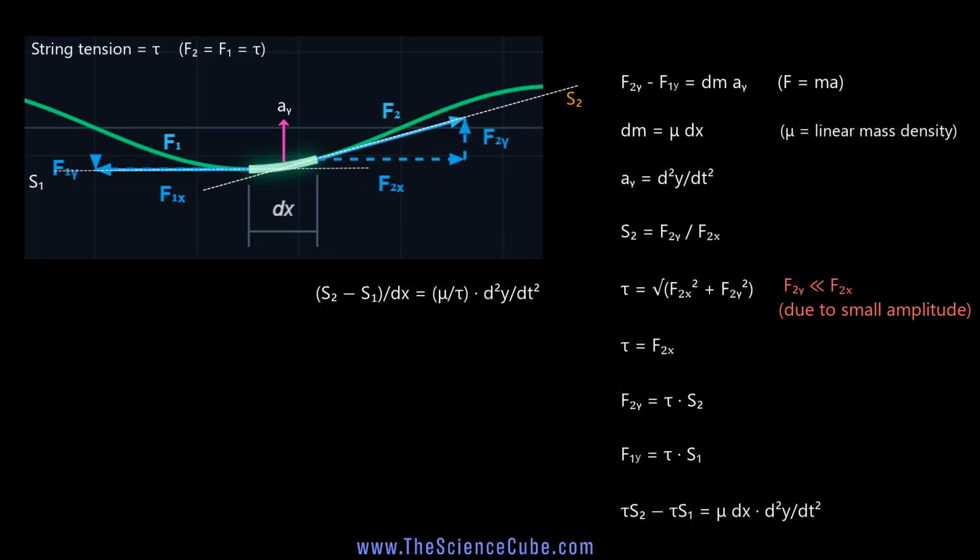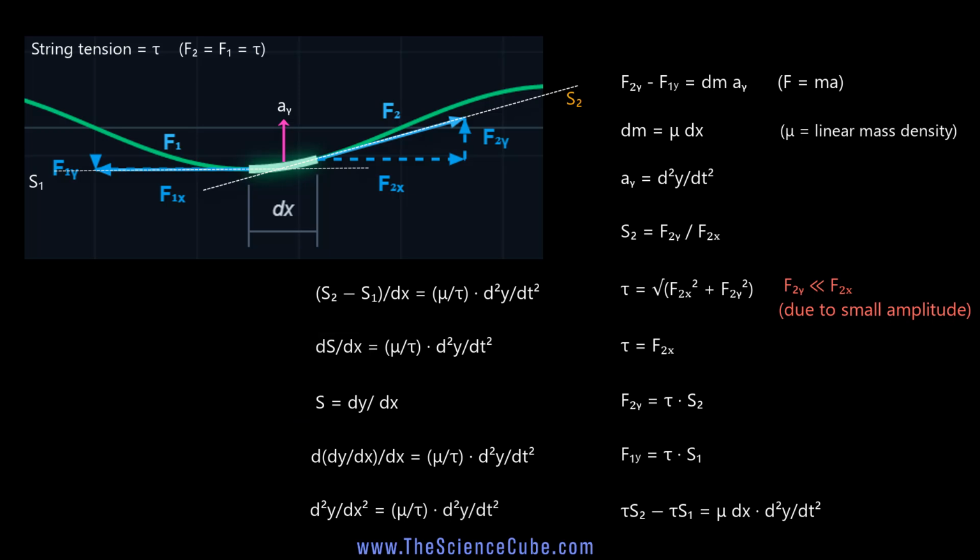So let us write this equation as ds upon dx is equal to mu upon tension T times d2y upon dt2. Well, we also know that in general, the slope s at any point is just dy over dx. So the rate of change of slope with respect to x, that is the expression you see here, can be written using this as d over dx of dy over dx. And that is the second derivative of y with respect to x.